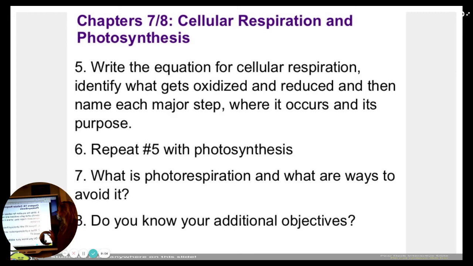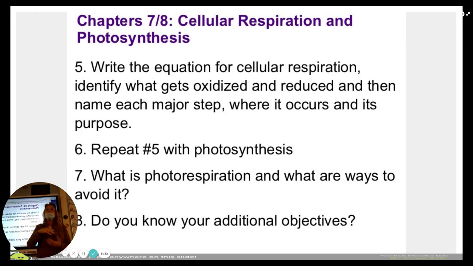When we look at cellular respiration, and this is true for photosynthesis as well, you should be able to write out the equation and identify what gets reduced and what gets oxidized. And in some of your group tests, when you did this part, some of you had arrows going both directions, but I was either asking you about cellular respiration or I was asking you about photosynthesis, so I couldn't tell if you actually knew because you were doing it for both reactions.